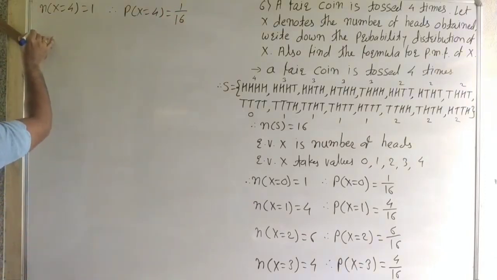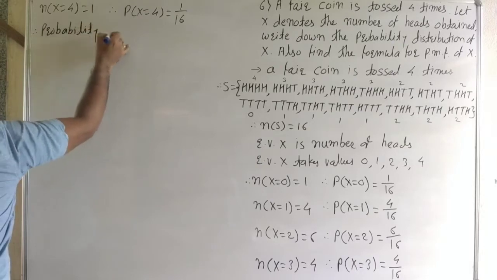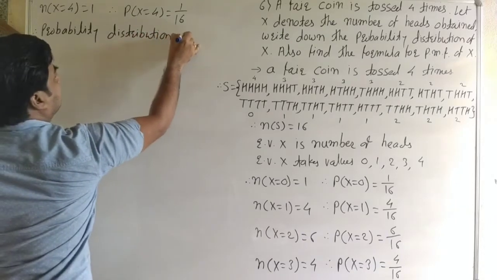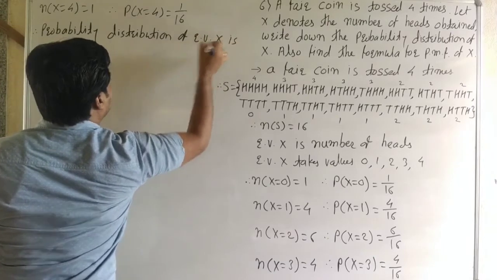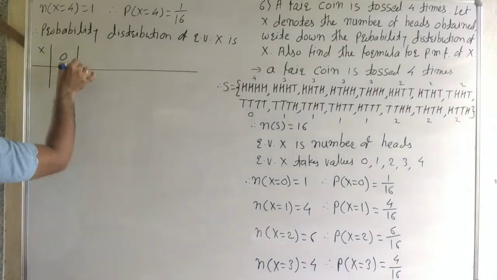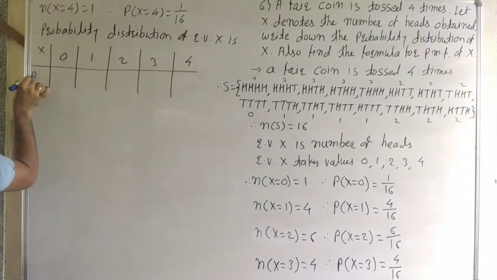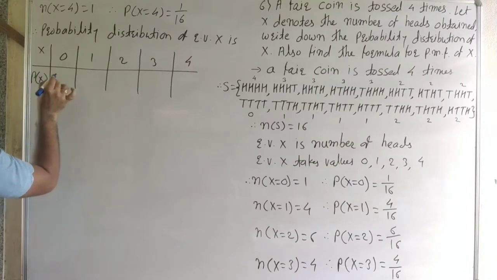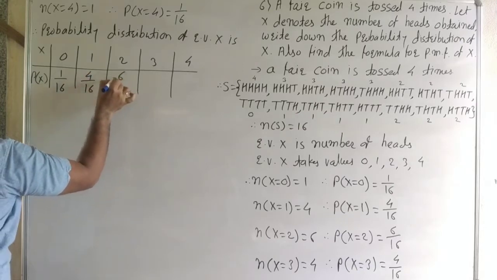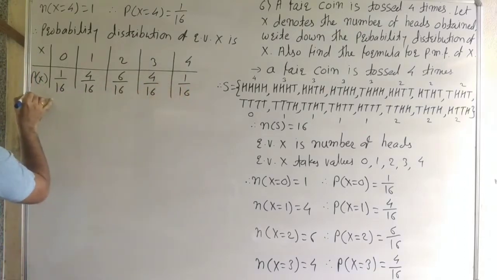Now we write the probability distribution table. The probability distribution of random variable X is, see carefully this. Here it is X. The values of X are 0, 1, 2, 3 and 4. Now here it is the probability of X. When X is 0, the probability is 1 by 16. Then 4 by 16, 6 by 16, 4 by 16, and 1 by 16. It is a probability distribution.